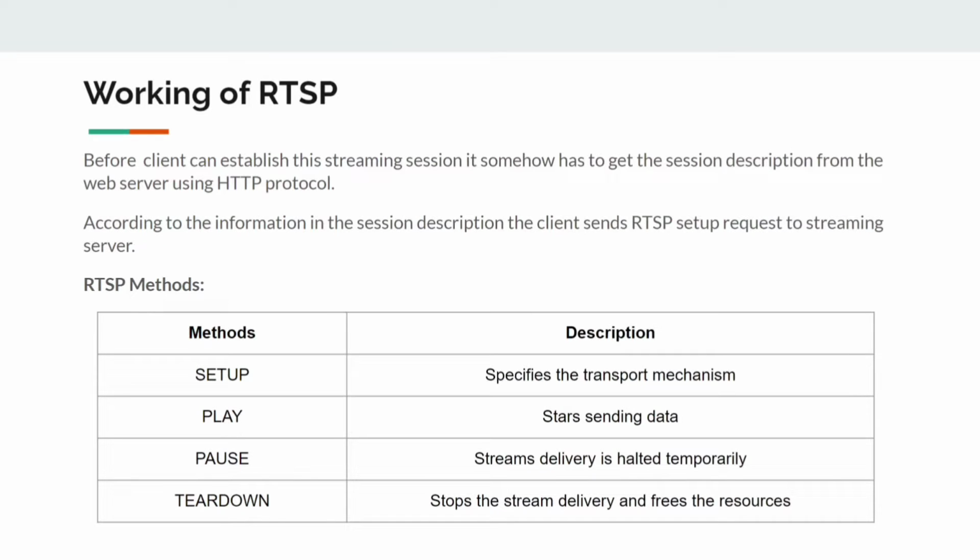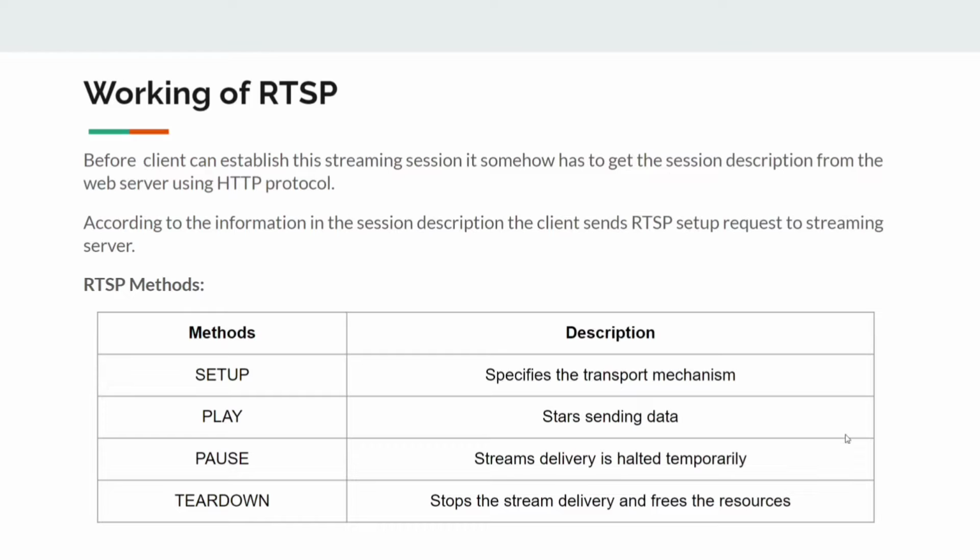Now the working of the RTSP. Before the client can establish a streaming session, it somehow has to get the session description from the web server using HTTP protocol. According to the information in the session description, the client sends an RTSP setup request to the streaming server.